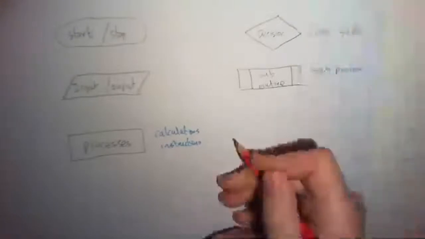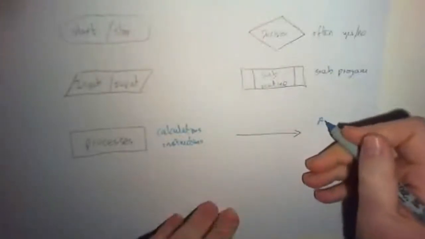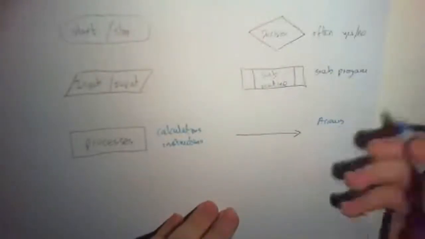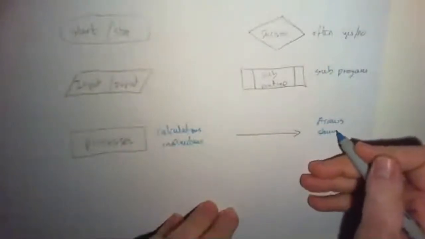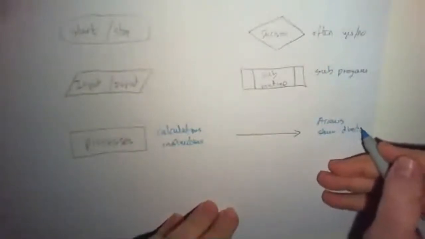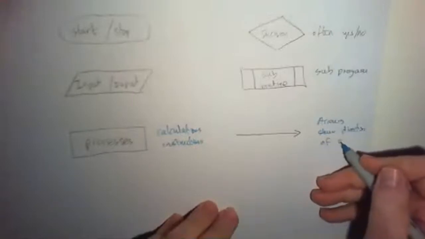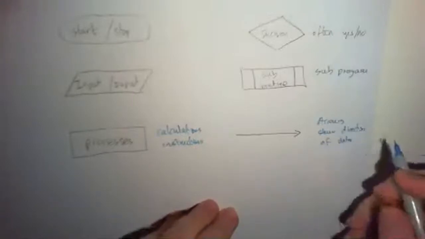And finally, you need arrows. And arrows tell you the direction of the flow of information through the algorithm. So these arrows show the direction of data. Okay, so when you put all these together, you get your flow diagram.